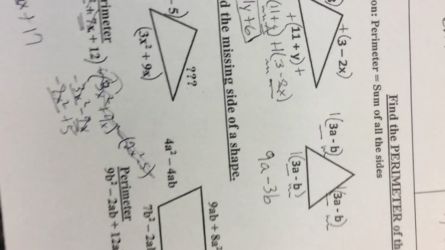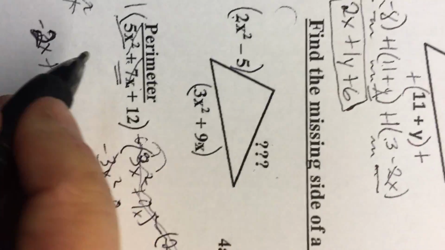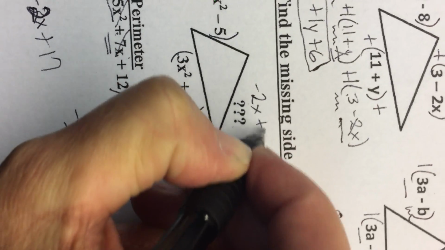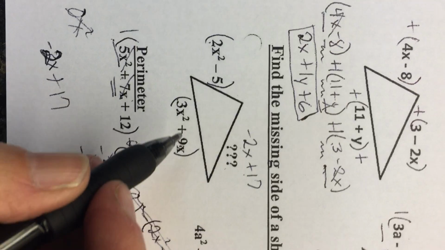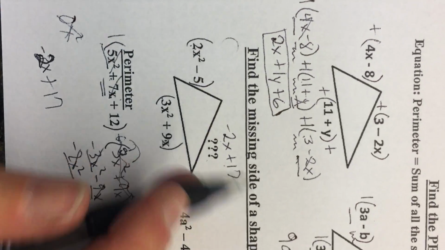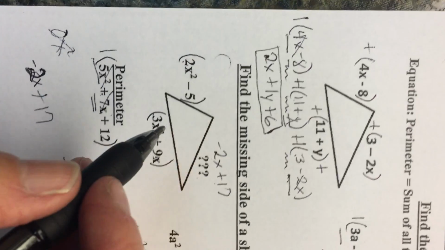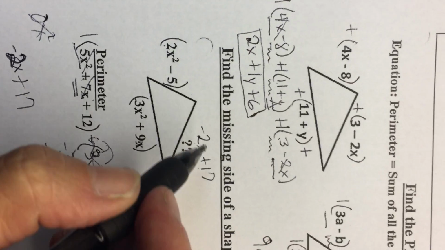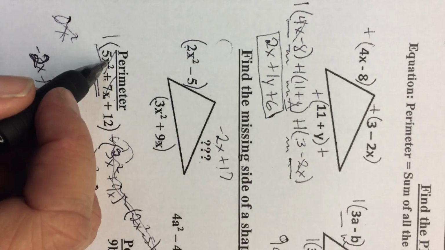Now, could we check our answer? Absolutely. What you do is you go back and you add the 3 pieces together. So I'm saying this is -2x plus 17. If I add all 3 sides together, and this would be distributing with the +1, so all the parentheses just go away. So x squareds, I have 2x squared plus 3x squared is 5x squared. And any more x squareds? No. So there is my 5x squared.